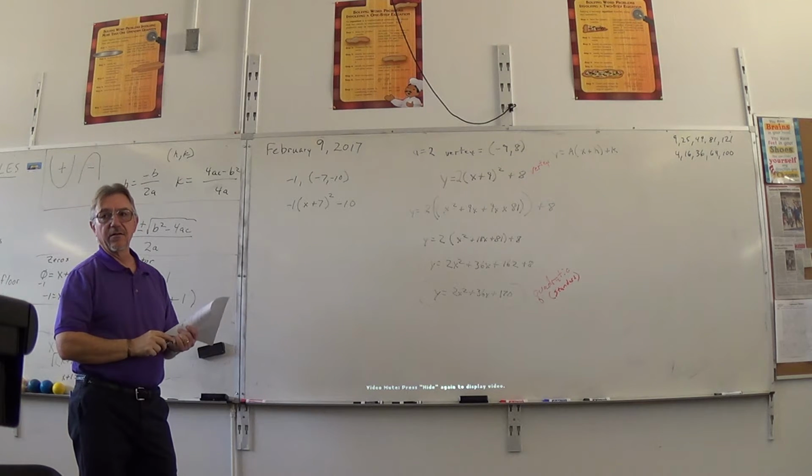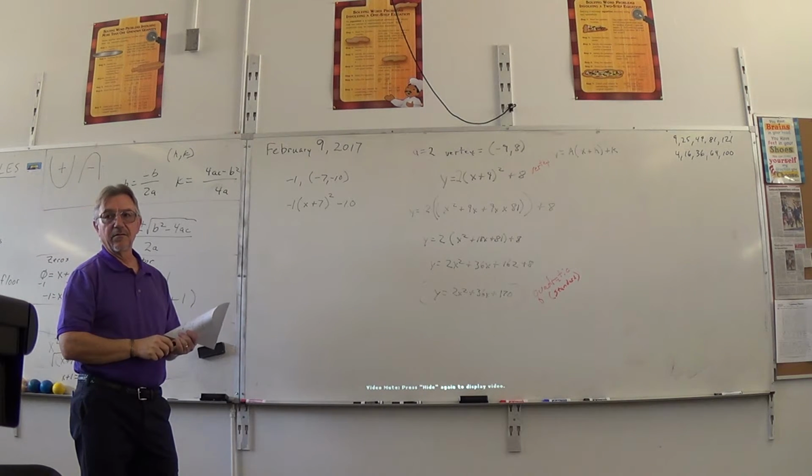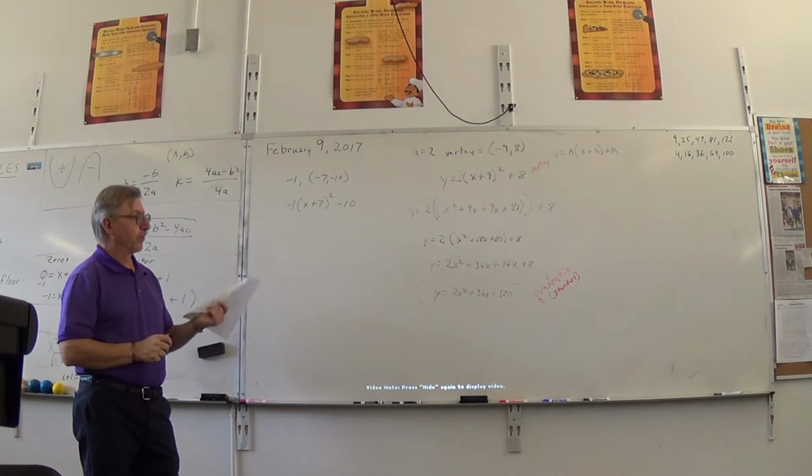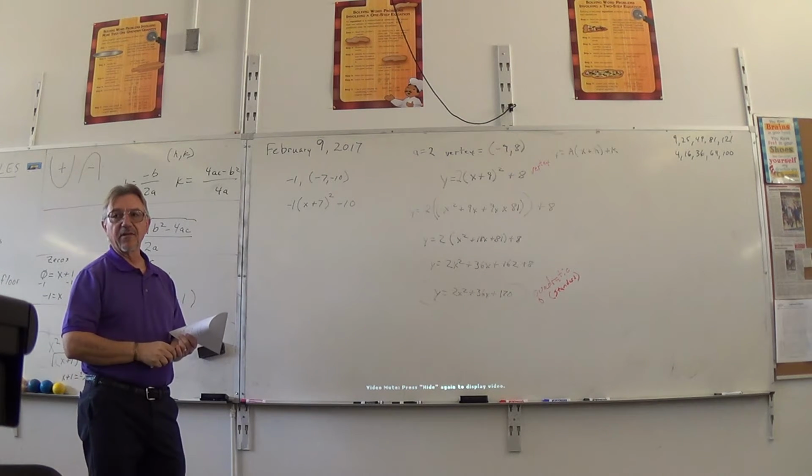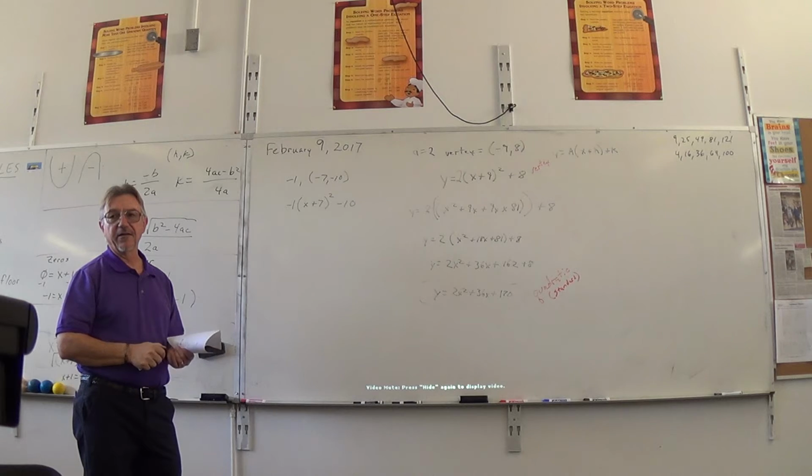Where do you get the square from? Do you put it there on every single one? When you're doing vertex form, yeah. Because that's how you get it to be a quadratic.